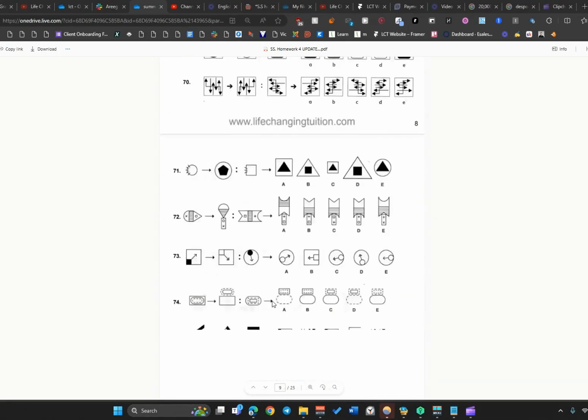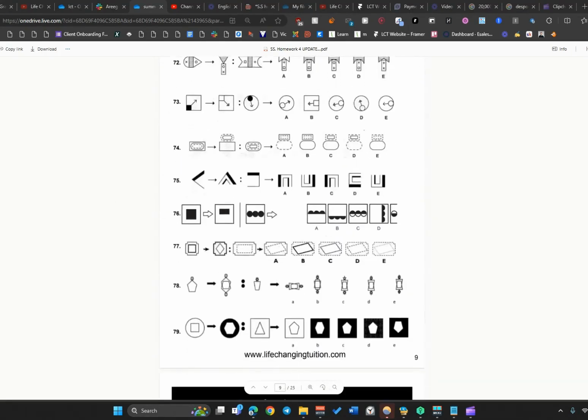Yeah, so that's alright. And the last two, question 78 and 79. Let's look at question 78. There's a smiley face on top of the pentagon, and the next one is a pentagon with a smiley face, it's basically just reflected. So this shape is just reflected downwards, and it's placed halfway along it.